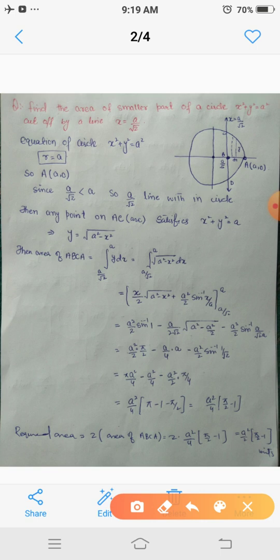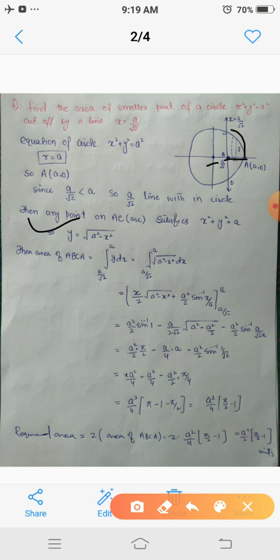Now here it is symmetric around this x-axis, because it is a circle and this x-axis is actually a radius of this circle. So any point on this arc AC satisfies x square plus y square equals a square. That is, if (x, y) is a point on the arc AC, then it satisfies x square plus y square equals a square, because this is the equation of the circle, and this part AC is part of this circle. From this we can simply say that y equals root a square minus x square.